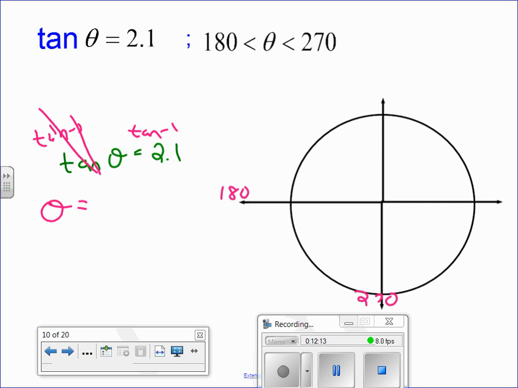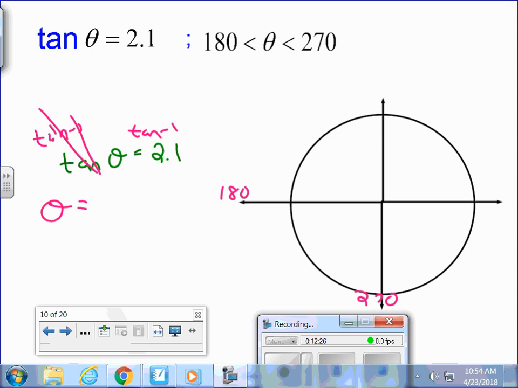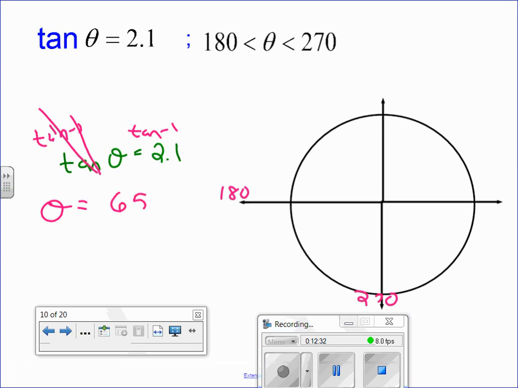Tangent inverse 2.1. We're all typing this in our calculator back there. Ethan, we're typing this in our calculator right now? All right, I'm recording, and we did a tangent inverse of 2.1, and we got our angle to be 65 degrees. Everybody okay with the tangent inverse button?